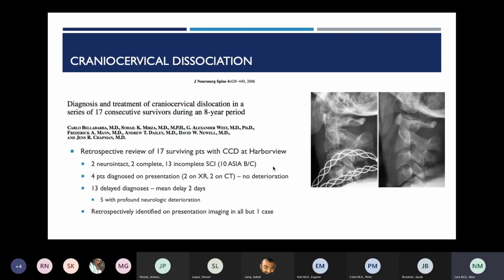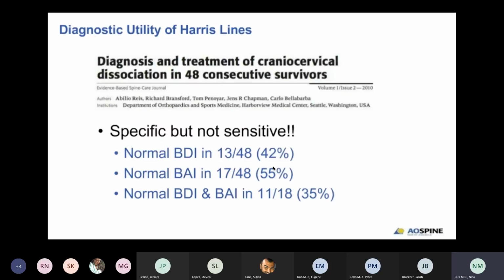And bottom line, what they found was there is a significant delay in diagnosis, an average of 2 days, which was identified with neurologic deterioration of these patients. And then they went back and looked at their imaging and found that they were able to retrospectively identify presentation on imaging in all the cases but 1. So you know the injury can be there. It may be looking at you. You just probably may not see it.